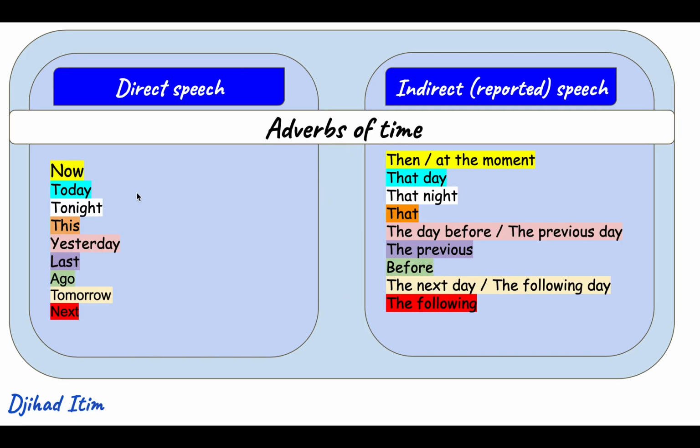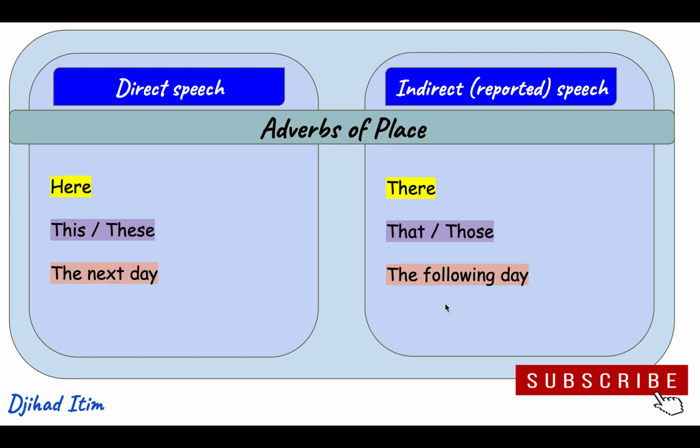For the adverbs of time: now, then, or at the moment. Today, that day. Tonight, that night. This, that. Yesterday, the day before, or the previous day. Last, the previous. Ago, before. Tomorrow, the next day, or the following day. We have next, the following. For the adverbs of place, we have here, there. This, that, these, those.